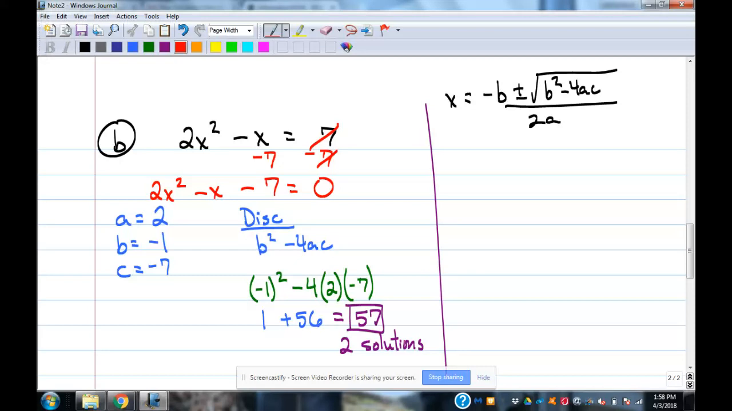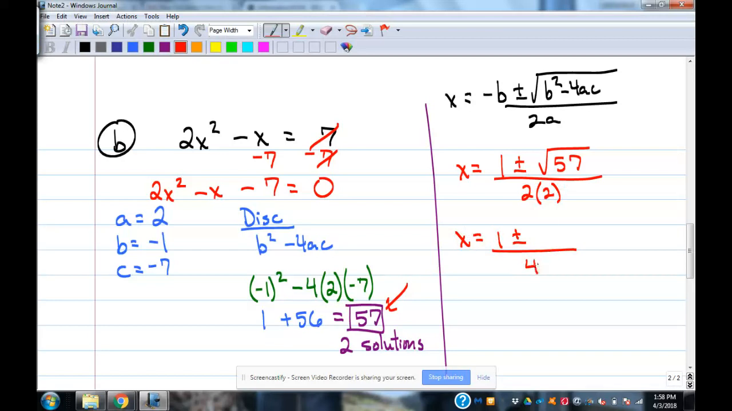All right. Now, so where does the 57 go? In the radical? Yeah, underneath the radical. So we're going to have x equals -b. So what goes there? +1. Good job. Square root of 57. Remember, discriminant was 57, so that's what's going to go there. What's on the bottom? 2 times a. What's a? 2. So we got x equals 1 plus or minus something over 4.